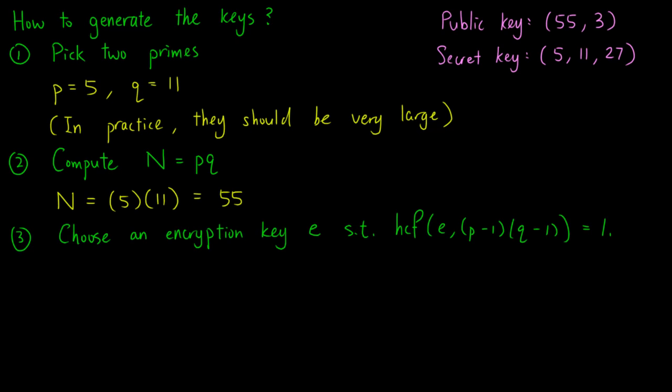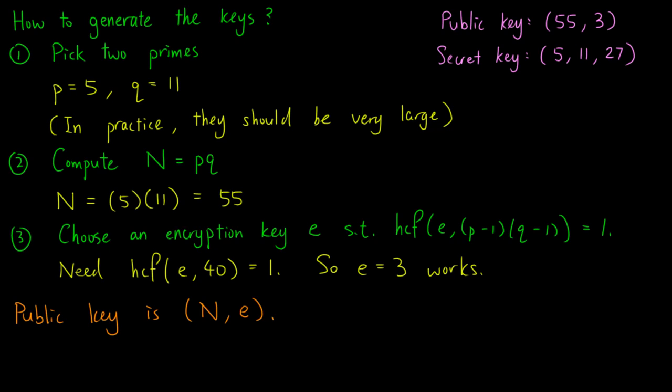The third step is to choose an encryption key, say e, such that the HCF of e and (p-1) times (q-1) is 1. In this case, we need the HCF of e and 40 equals 1. So e equals 3 works. The numbers n and e form the public key.